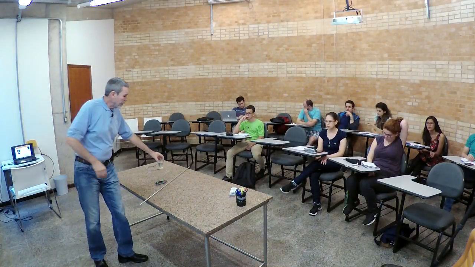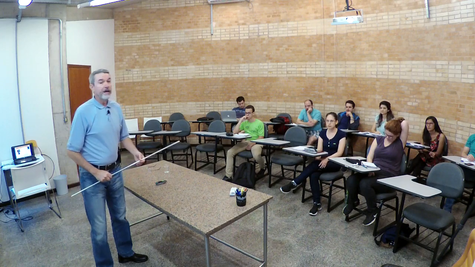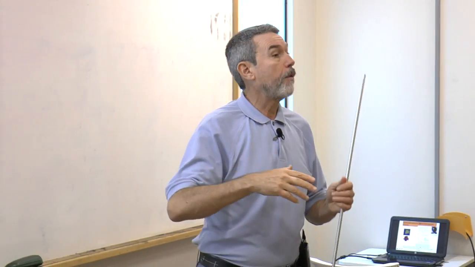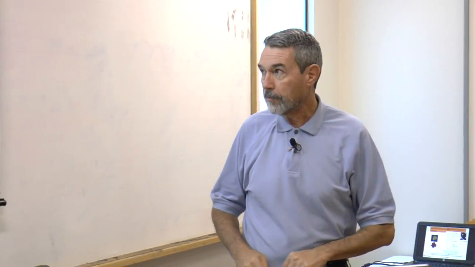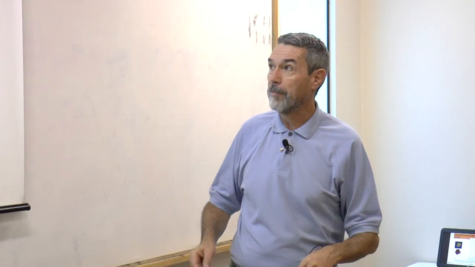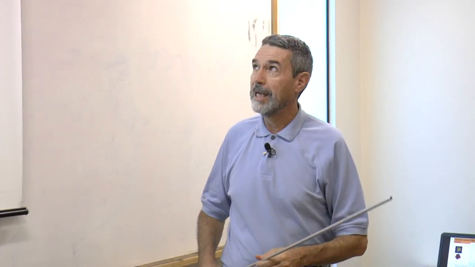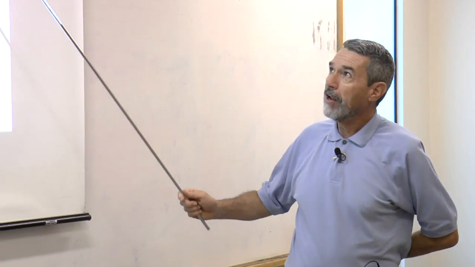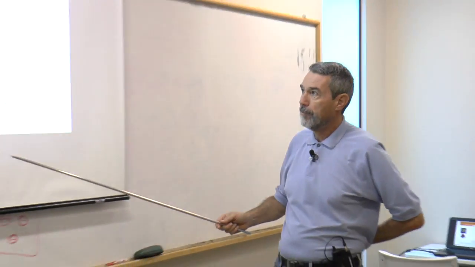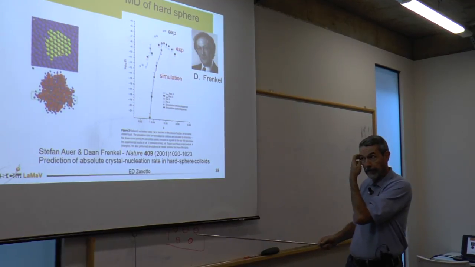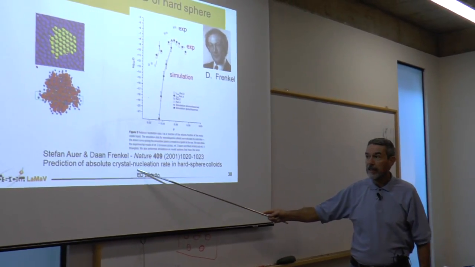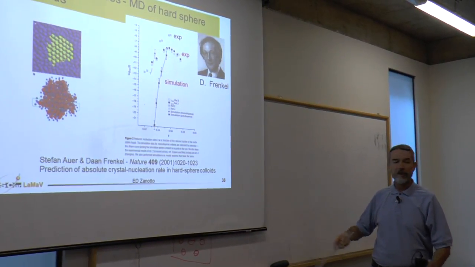Okay, now, just before I deal with the possible causes of this huge error, this huge discrepancy between theory and experiment, let me show you another type of test. Dan Frenkel and his collaborators have published a famous paper in Nature where they were able to predict the crystal nucleation rates in hard sphere colloids.